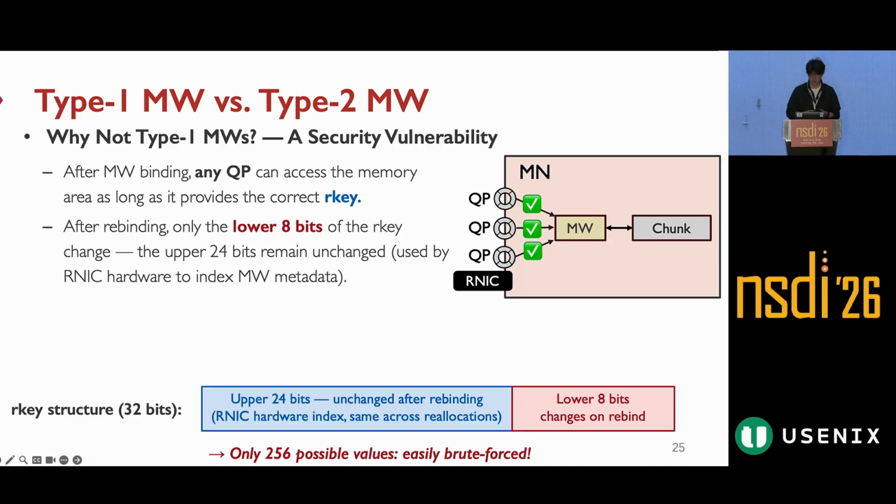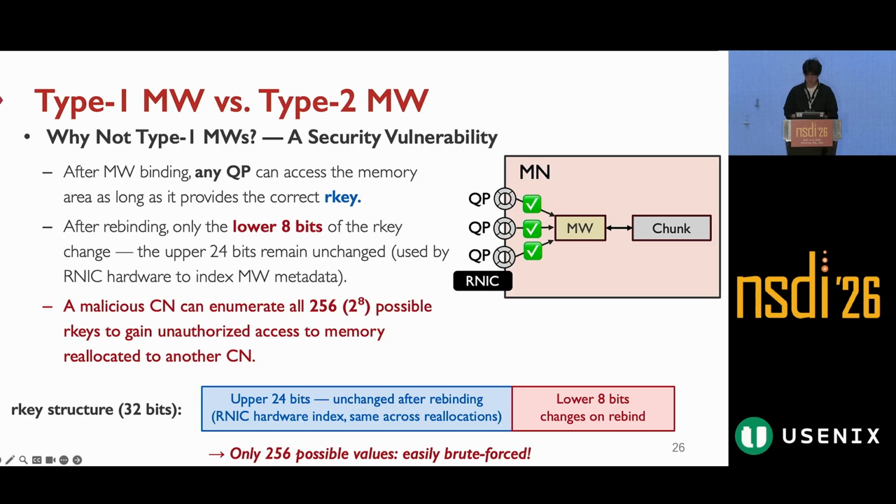The upper 24 bits remain the same because the RNIC uses these bits to index the memory window's on-chip metadata. So a malicious node can simply enumerate all 256 possible R keys to gain unauthorized access to memory that has been reallocated to another compute node. This is a serious security vulnerability. To avoid this problem, we must use type 2 memory window for strong isolation.